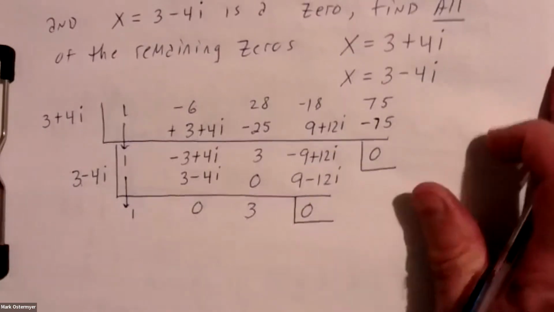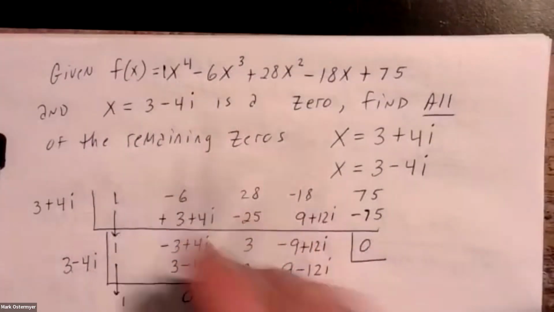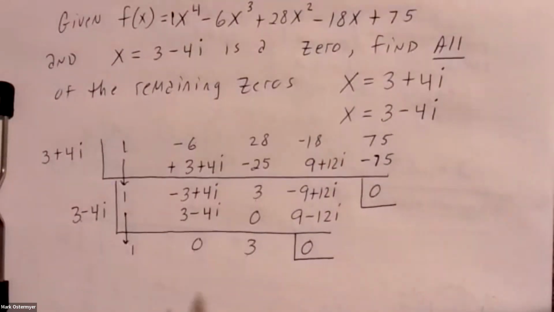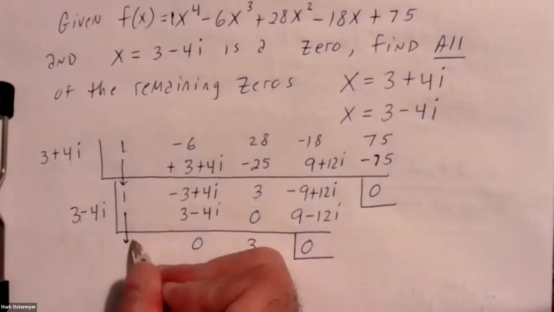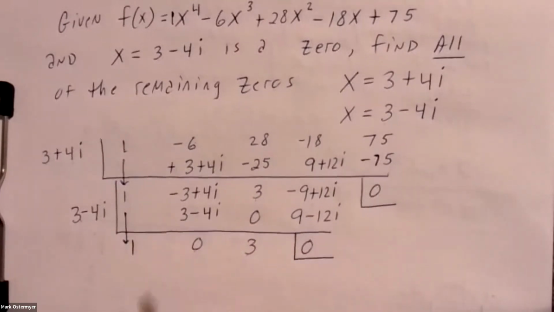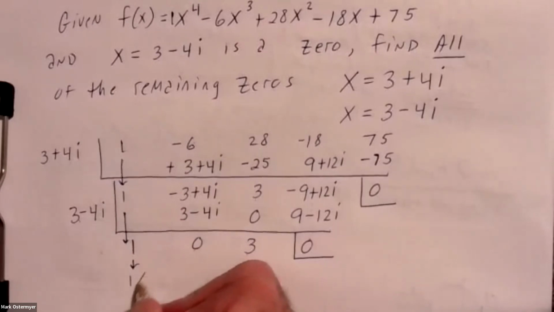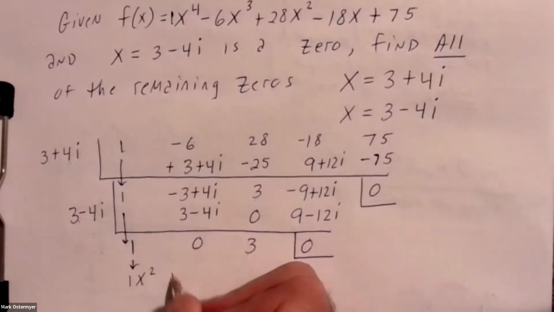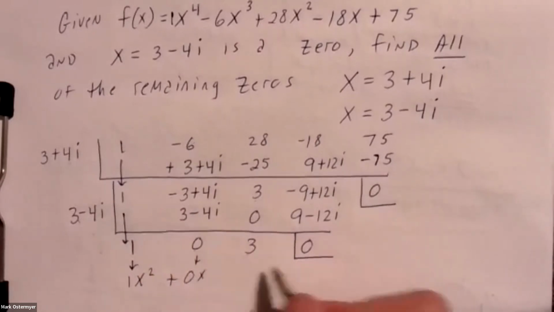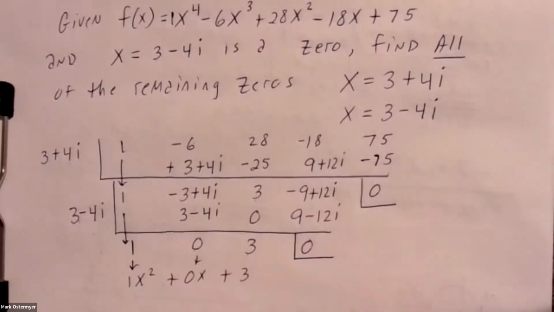By now, I've got my polynomial down from a 4th degree all the way down to a what degree? What degree remains after having performed 2 divisions? I got it down to a 2nd degree polynomial. So what remains is 1x squared plus 0x plus 3.